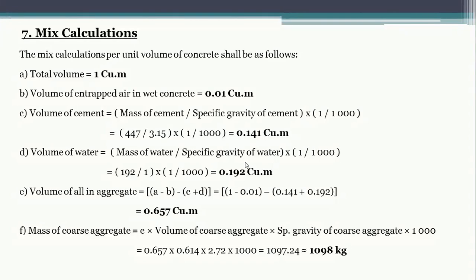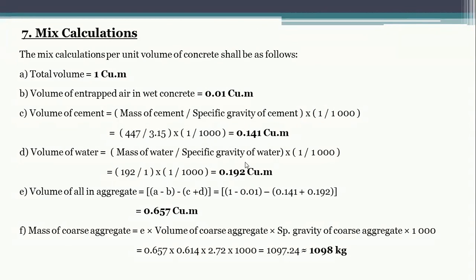Now we know the mass of cement and the mass of water. The other two masses left are the mass of coarse aggregate and fine aggregate. So the mass of coarse aggregate is equal to E, E is the notation, so E into the volume of coarse aggregate into the specific gravity of coarse aggregate into 1000.